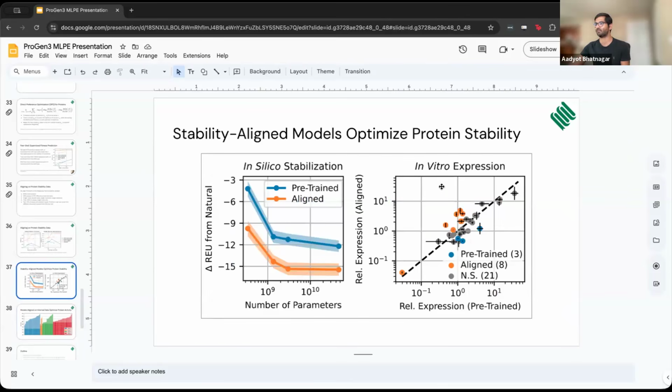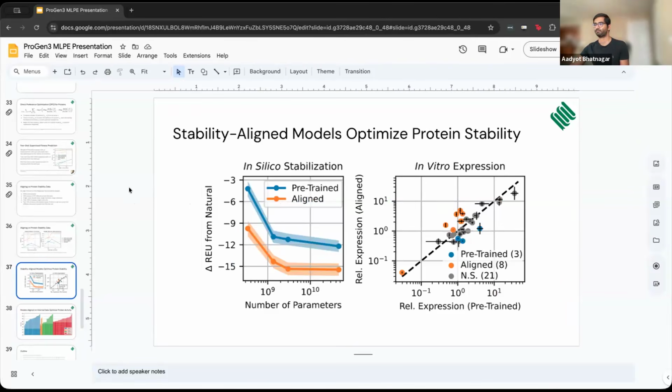In terms of what's in the paper itself, this maybe sort of answers your question: we're using the pre-trained model versus the aligned model to do stabilization of existing proteins. And here we also see that generally the aligned model is outperforming the pre-trained model.